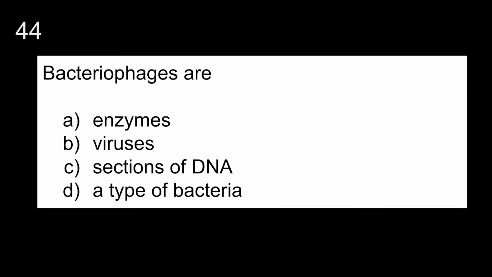Okay, question 44. Bacteriophages are A, enzymes, B, viruses, C, sections of DNA, D, types of bacteria. The answer is viruses. And remember, that bacteriophage looks like a spider. The head of the spider looks a little bit like a Hershey kiss. I'm just saying. So Hershey and Chase are actually people that worked with bacteriophages.